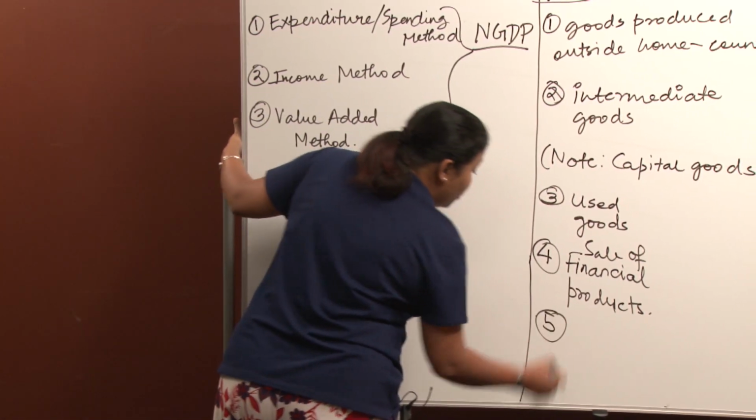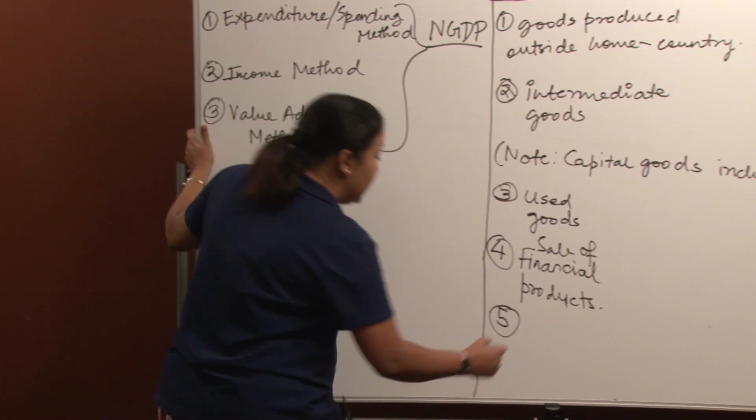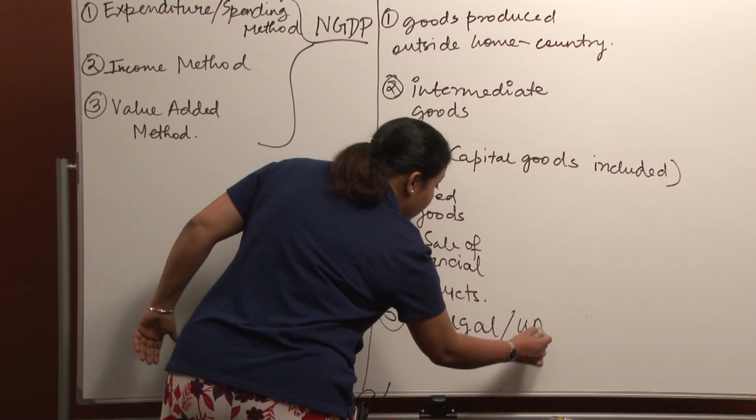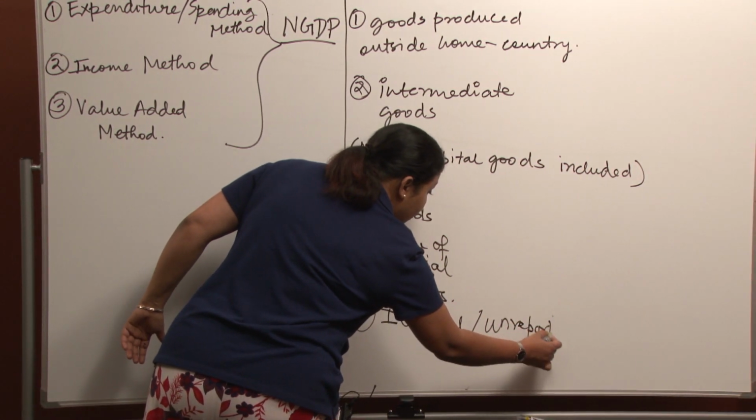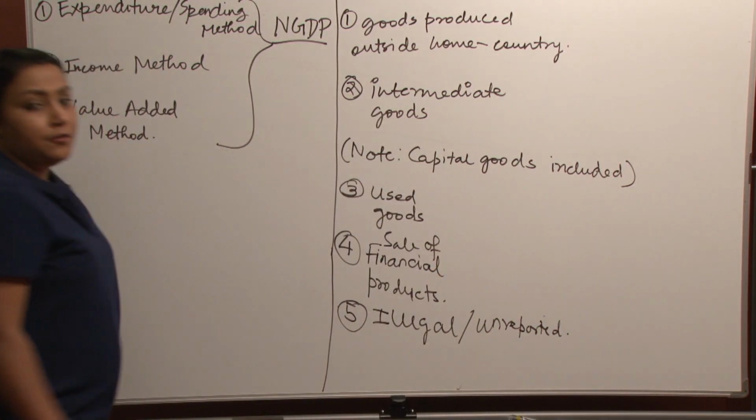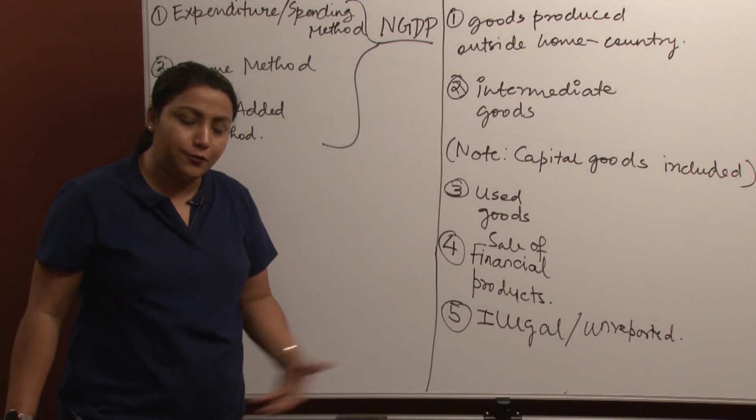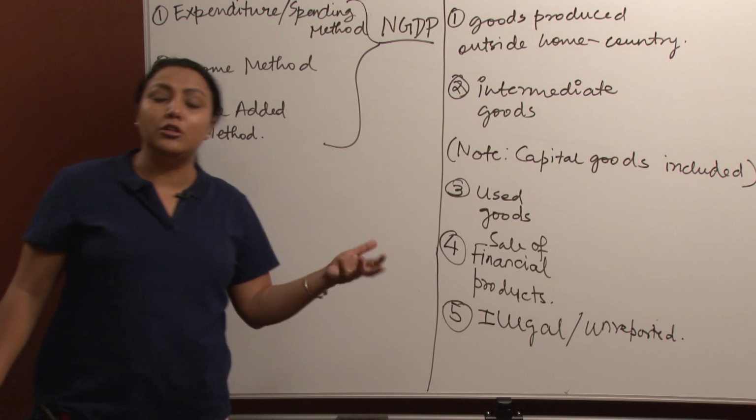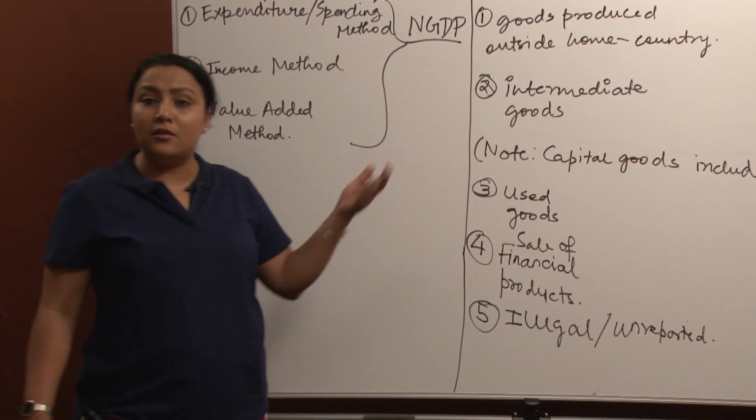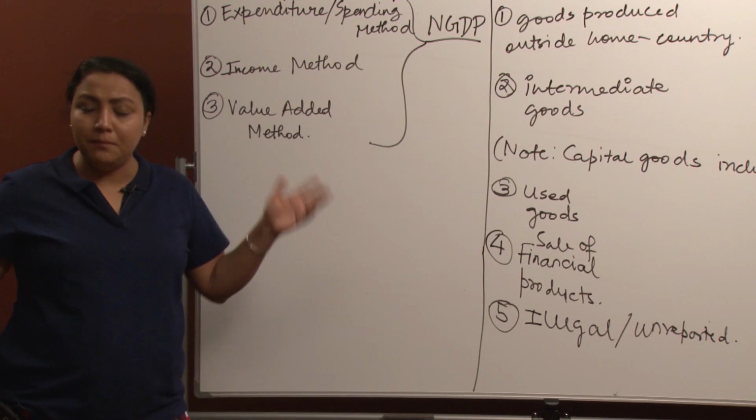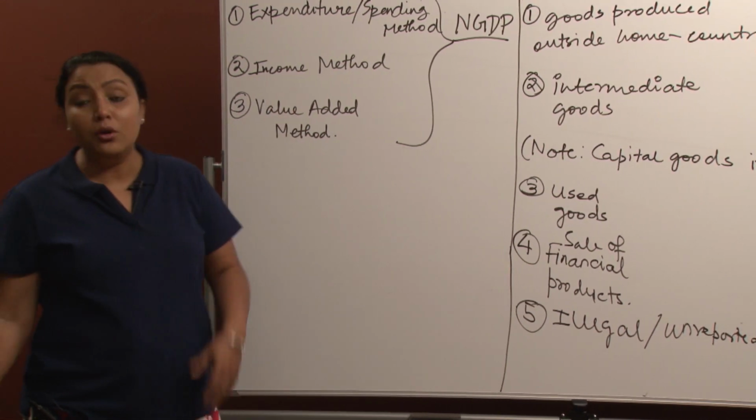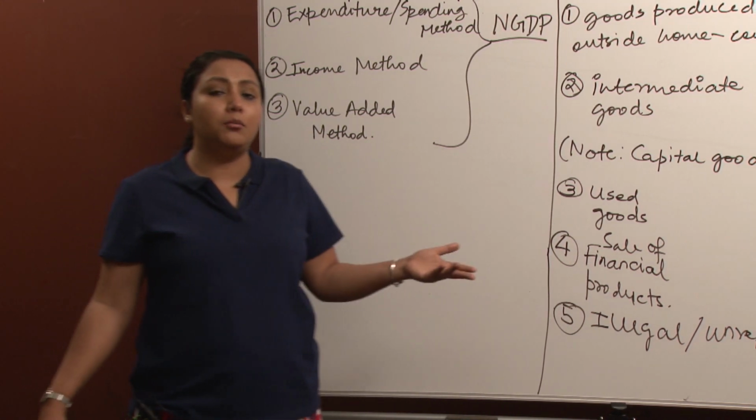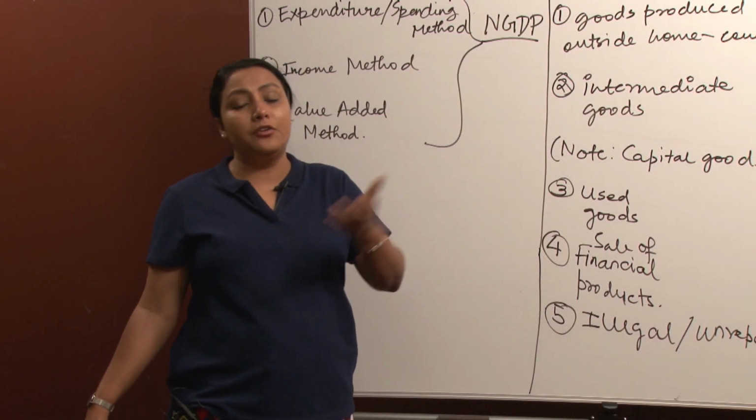The fifth exclusion from GDP is illegal or unreported activities. So it is important for the activity to get reported, for the production to get reported, and for it to be legal, for it to go into GDP. If nobody is reporting it, then it is basically in the underground economy, right? This might be a new term for you. Underground economy basically represents the illegal part of the economy, which is there but it is not getting reported, right?